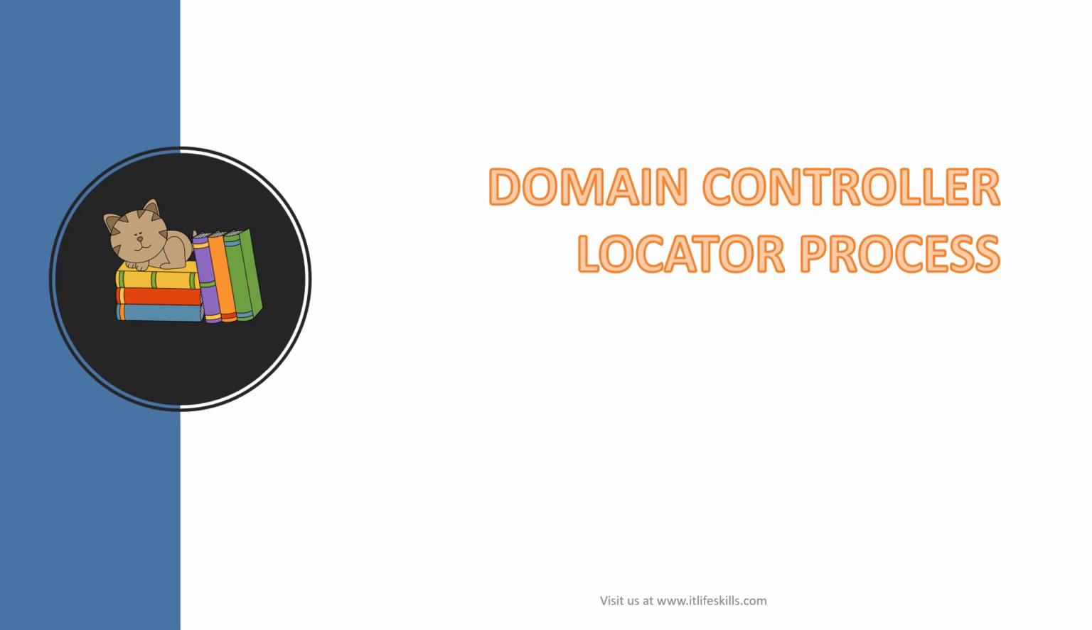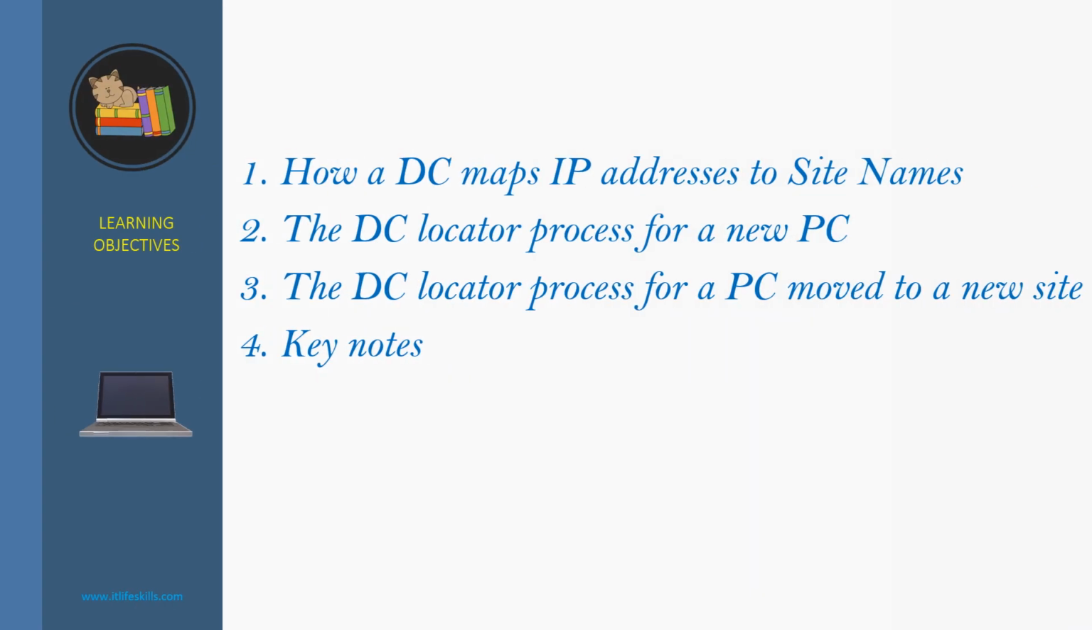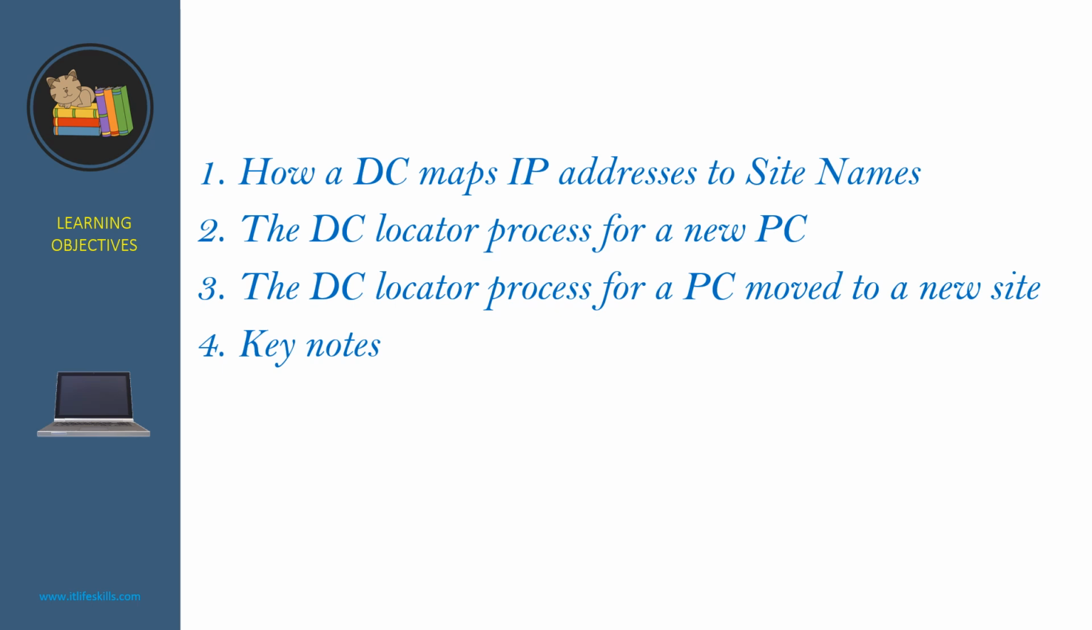In this lesson, we'll learn about the interaction between a client, its DNS server, and domain controllers for the client to locate its domain controller. First, we will learn how a DC maps IP addresses to site names. Then we learn about the DC locator process for a new PC. After that, we will learn about the DC locator process for a PC moved to a new site. And finally, we sum up our lesson with the keynotes.